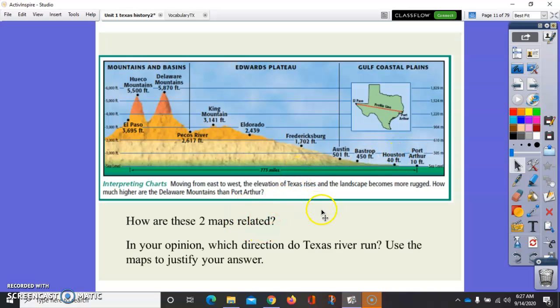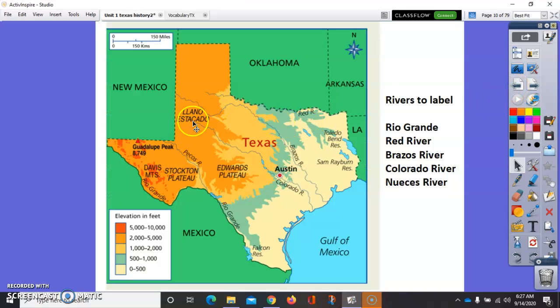Okay, hopefully most of you figured out that rivers in Texas tend to generally run from the northwest to the southeast. If we go back and look at those rivers, you can kind of tell that pretty easily.